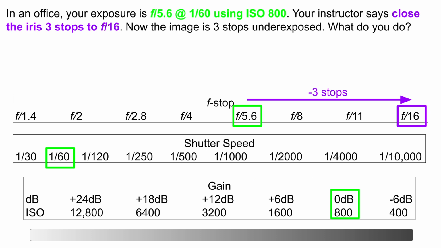This next one is fun. So starting at ISO 800, you're shooting at f5.6 at 1/60th of a second. I tell you to close the iris down to f16 and make it work. So what are you going to do? Closing from f5.6 to f16 means you've closed 3 stops. Your image is now 3 stops underexposed. You need to make that up. You need to find 3 stops of brightness somewhere else.